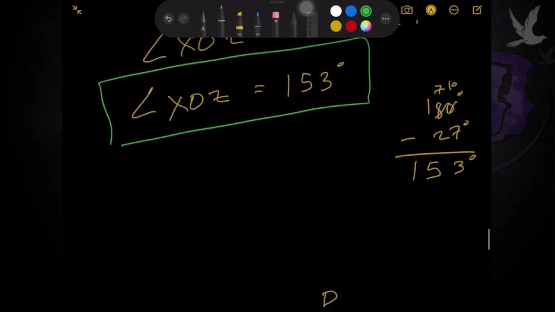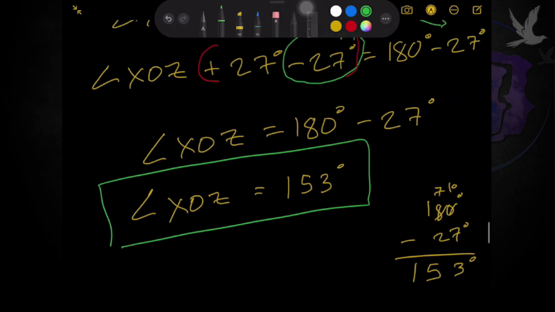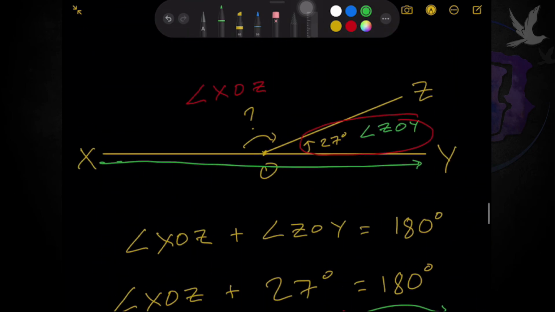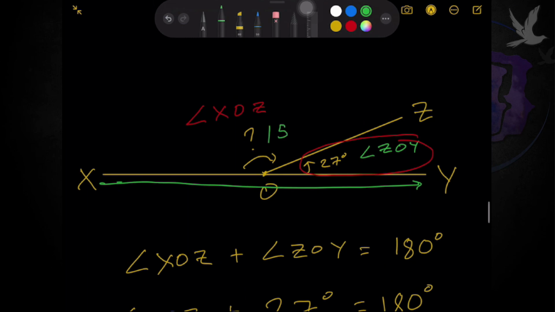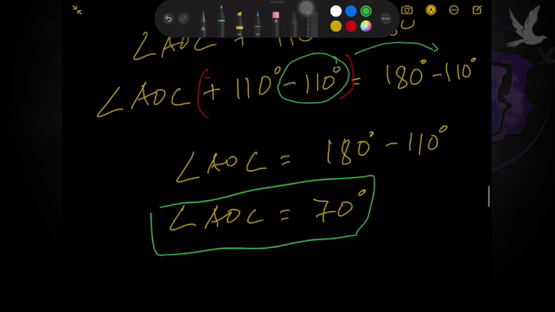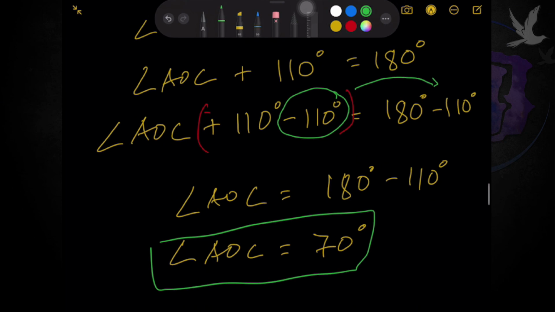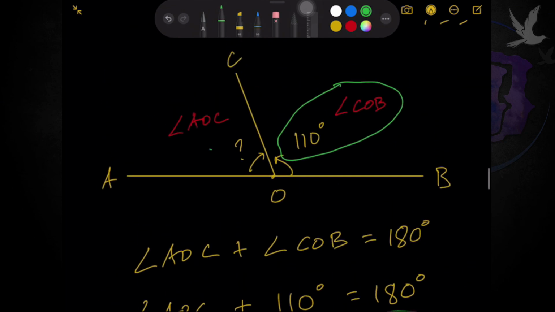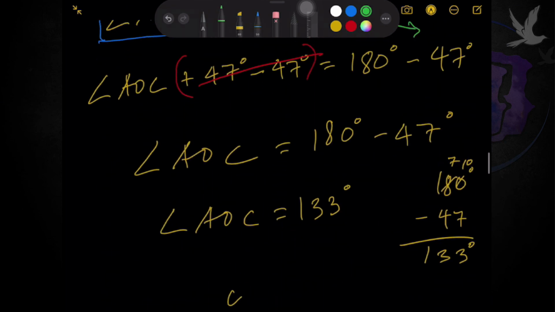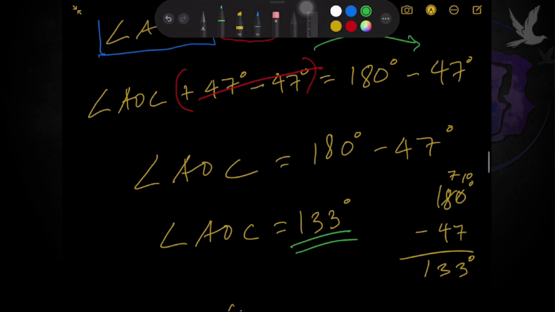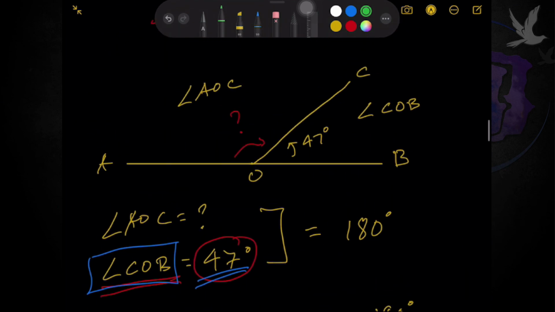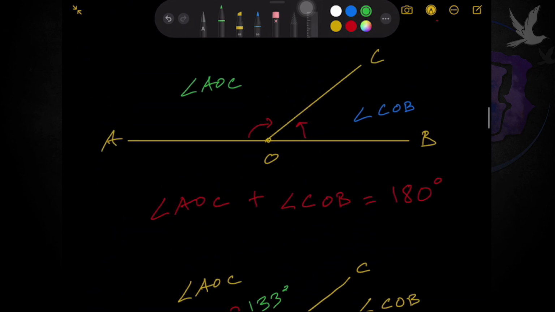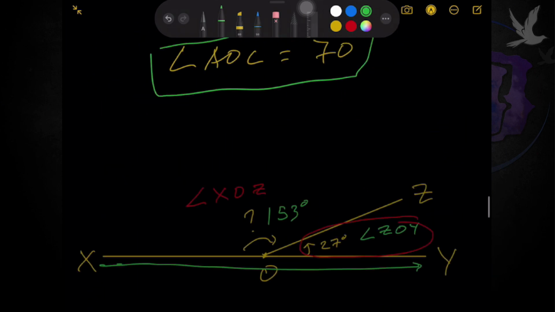So, yung mga answer nyo kanina, angle XOZ is 153, which means this angle over here is 153 degrees. Angle AOC here is 70, which means angle AOC here is 70 degrees. Angle AOC nyo dito is 133, which means in this case 133 degrees ang sagot dito, and so on for the other examples that we did.